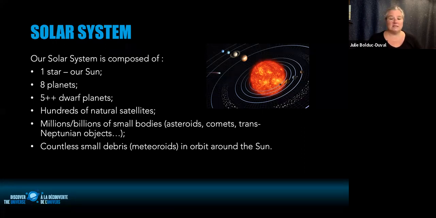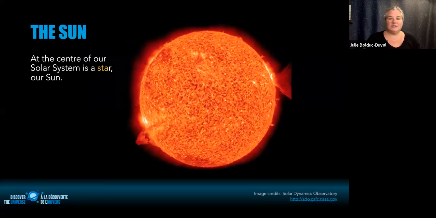And there are countless small debris called meteoroids in orbit around the sun. Any small rock or sand or dust, there's a lot of dust, in orbit around the sun as well. So at the center of our solar system is a star, our sun. We won't go into all the details for stars, I don't have the time to do that, but basically it's a big ball of gas that glows. It generates its own energy and heat from the nuclear fusion happening in its core.